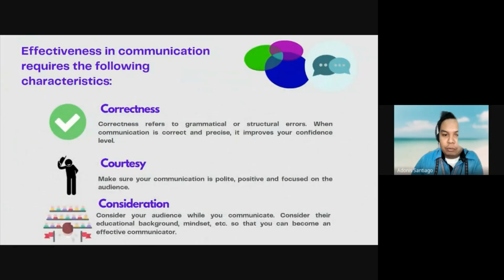Moving forward, we have correctness. Correctness refers to grammatical or structural errors. We talk about semantics. We talk about grammar, the usage of grammar. When communication is correct and precise, it improves your confidence level.